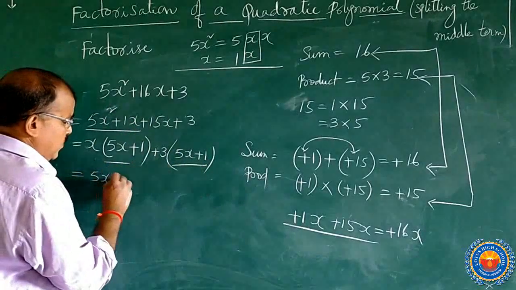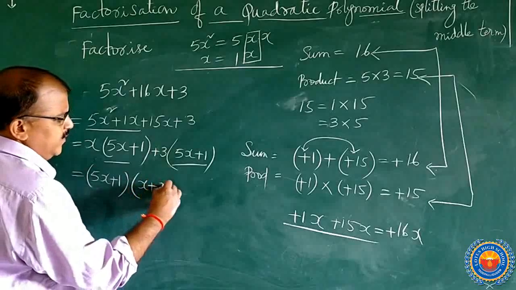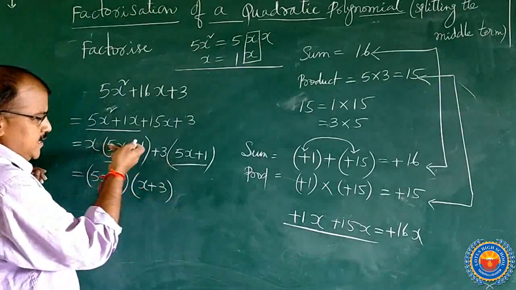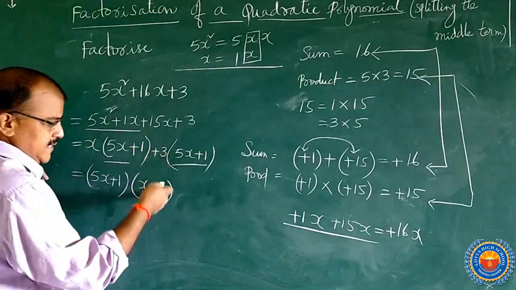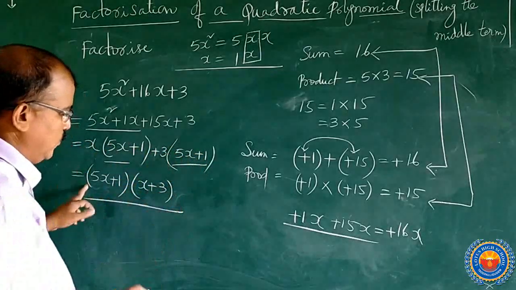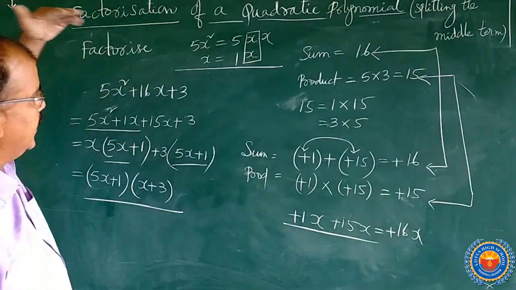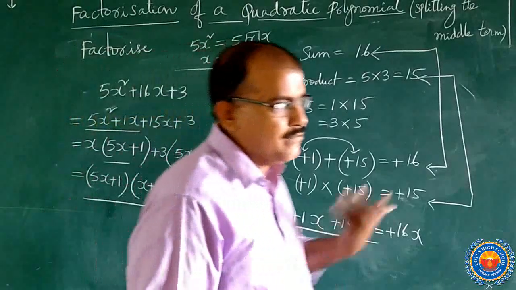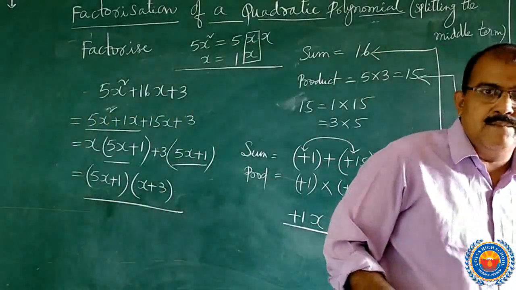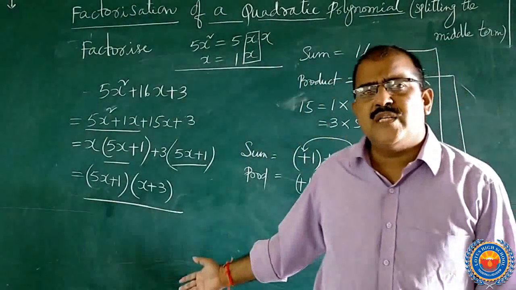So 5x plus 1 is common and x plus 3 is the remaining. If you want, once again, this divided by this, x will remain, and this divided by this, plus 3 will remain. The answer is (5x plus 1) into (x plus 3). So this is factorization of a quadratic polynomial. To check whether the answer is correct or not, you can go for multiplication, because factorization is nothing but the reverse process of multiplication, that's why you multiply by using the identity.